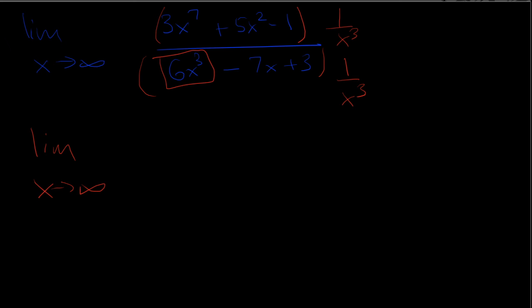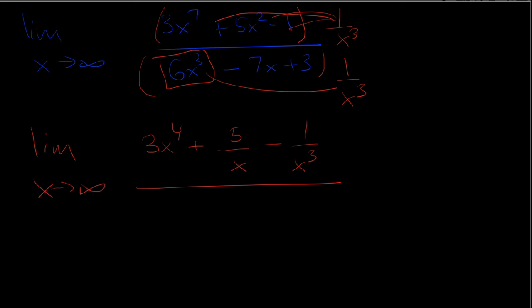So I'm going to distribute the 1 over x cubed. So 3x to the 7th times 1 over x cubed will just be 3x to the 4th. And then 5x squared over x cubed will be 5 over x. And then negative 1 over x cubed. All over 6x cubed times 1 over x cubed. The x cubes will cancel. And then negative 7x over x cubed will be negative 7 over x squared. And last one, we'll just have 3 over x cubed.